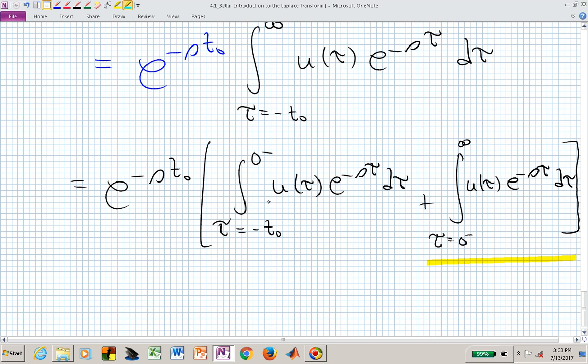Now we can look at u of tau. When does that evaluate to 1? Well, that evaluates to 1 when tau is greater than or equal to 0. But look at the limits on this integration. They are from negative t naught up to 0, and during that interval of tau, this is 0. So now we have this integral of 0, the whole thing. That entire integration is going to contribute nothing to the overall result.